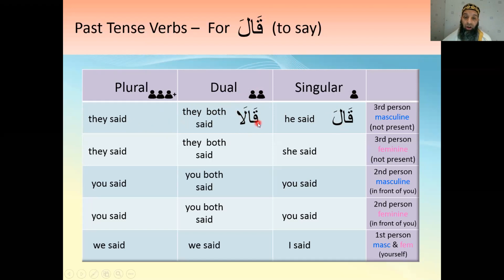So, qala, qala, qalu. It's the same. Qala, qala, qalu. So far we're good. So far we're happy. If we know the past tense table, then we know qala as well so far.